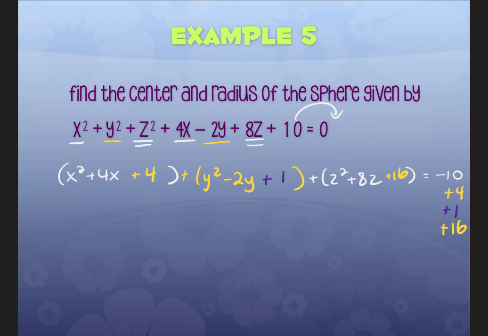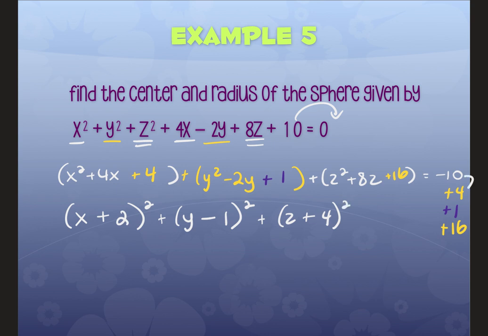Then we're going to factor all of those that we just made into perfect square trinomials. Square root, take the sign from the middle, put it in parentheses and square it. Square root, take the sign from the middle, put it in parentheses and square it. Square root, take the sign from the middle, put it in parentheses and square it. And then negative 10 plus 4 is negative 6, plus 1 is negative 5, plus 16 is 11.